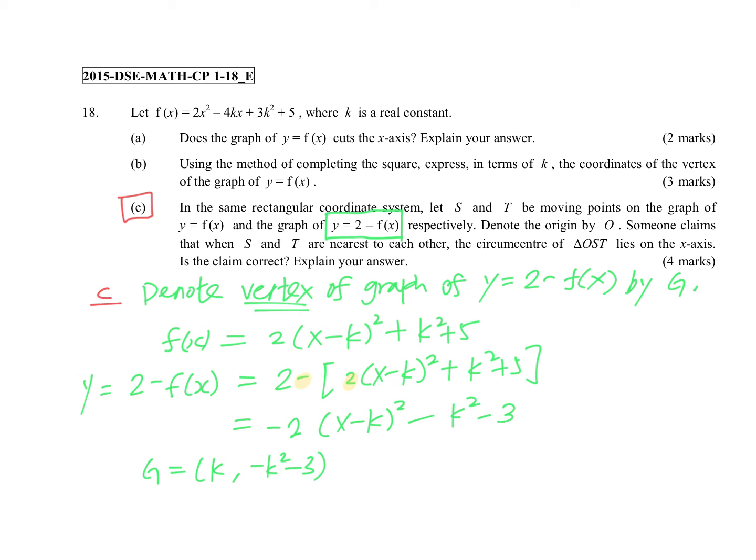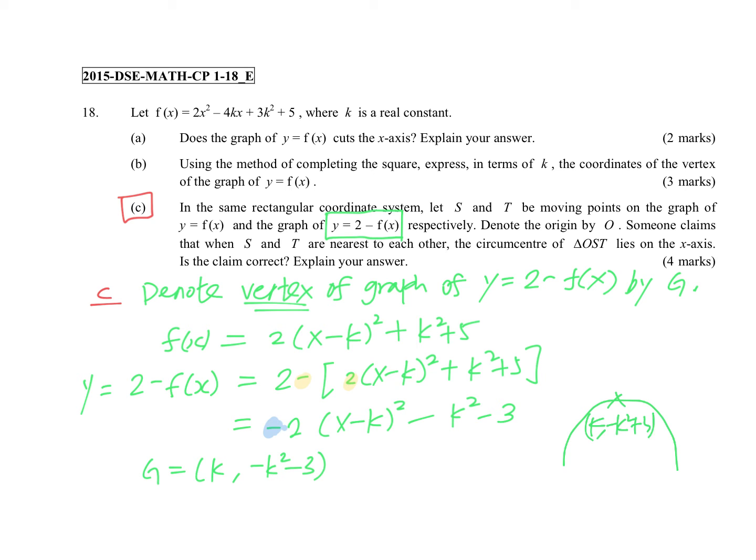And then you can see that with y equals 2 minus f(x), the leading coefficient, the coefficient of x squared, is negative. So that's why the green graph will be opening downwards, with the vertex (k, negative k squared plus 3).